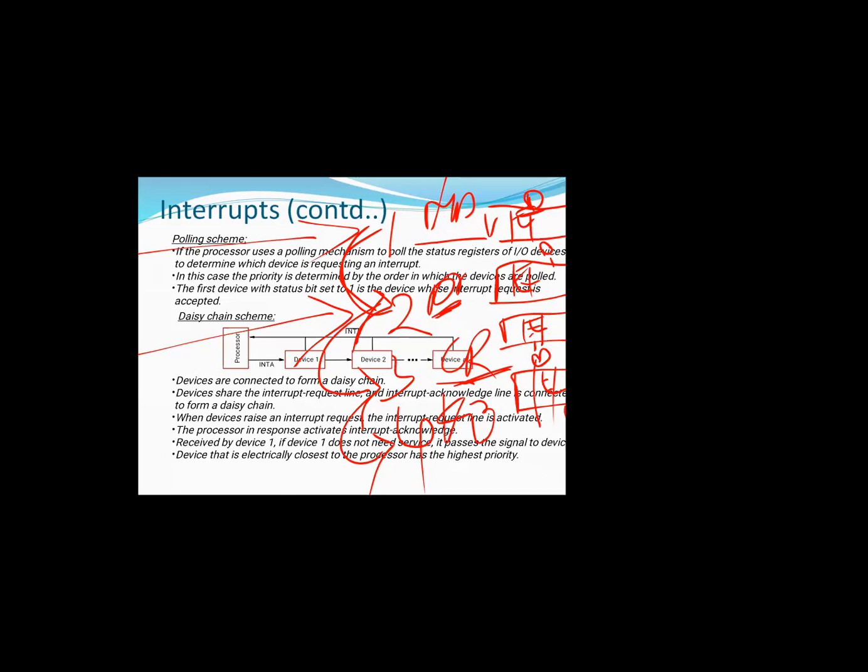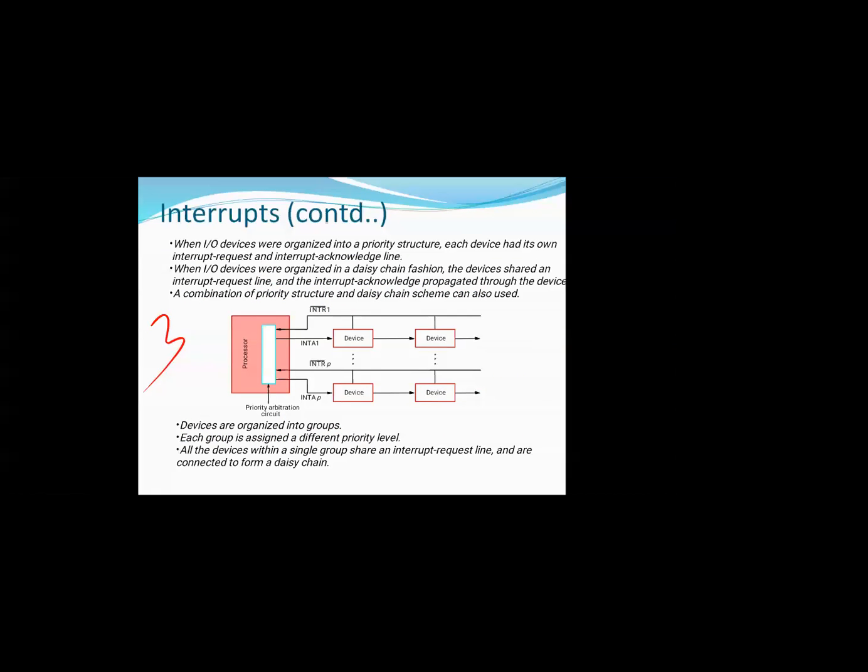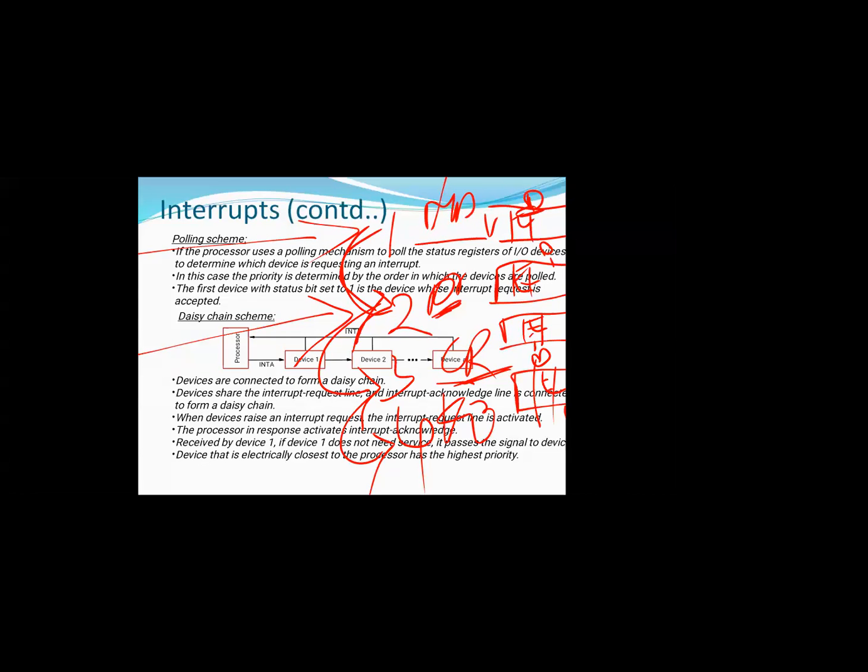First method is the polling method. Second is the daisy chain method. And third one is the parallel method. In the daisy chain method, the devices are placed in series, one after the other, in a chain. The first device in the chain has the highest priority, the second one the next priority, and the last device has the least priority. They are connected one by one in a serial connection, and it looks like a chain.